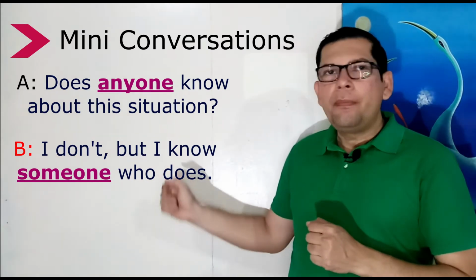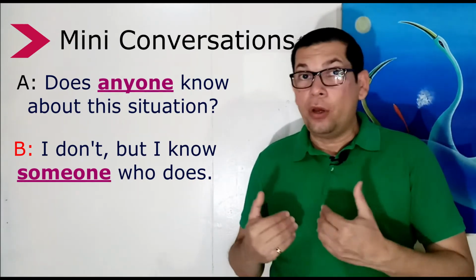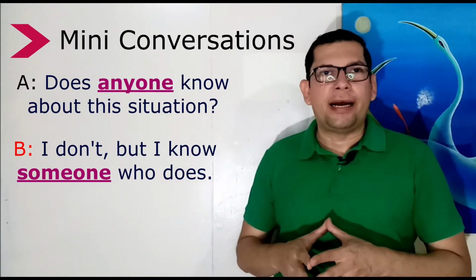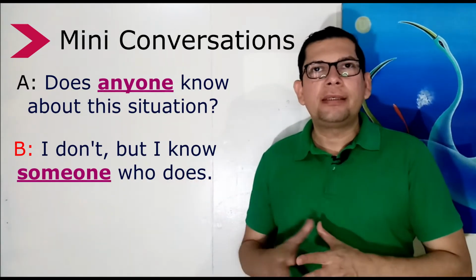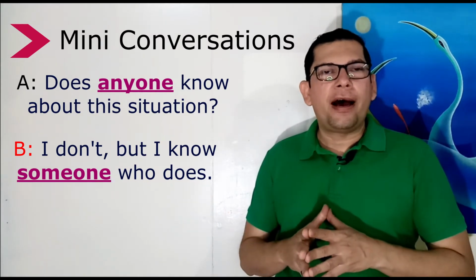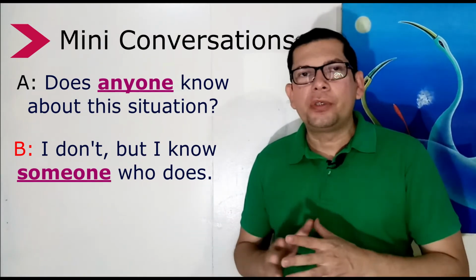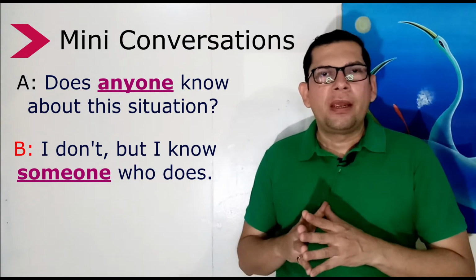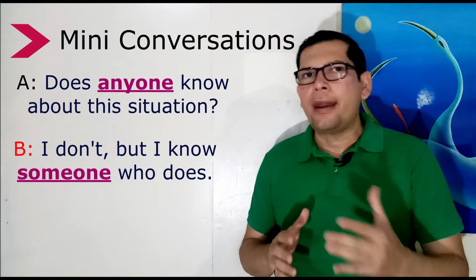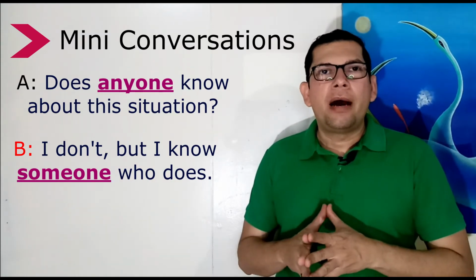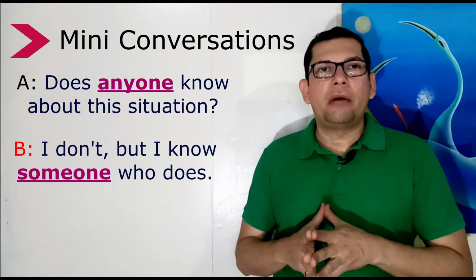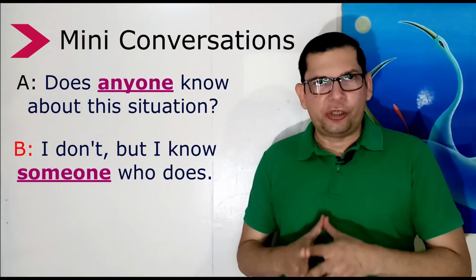Now, person B in the answer says, "I don't, but I know someone who does." I know someone means that I know that there is a person that maybe knows about this situation. I'm not saying much information. I'm not saying a name or anything else. I'm just saying that there is someone, there is a person that knows about this situation.